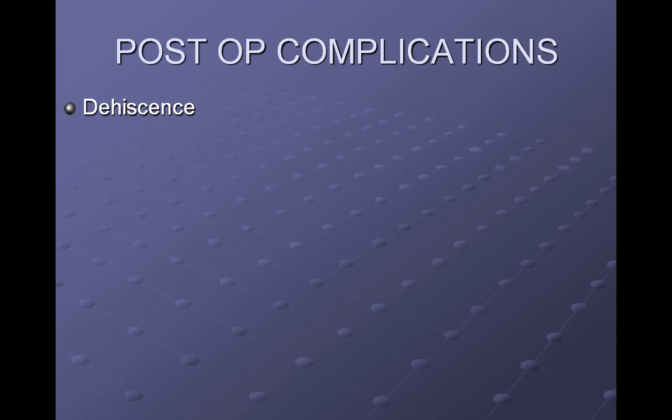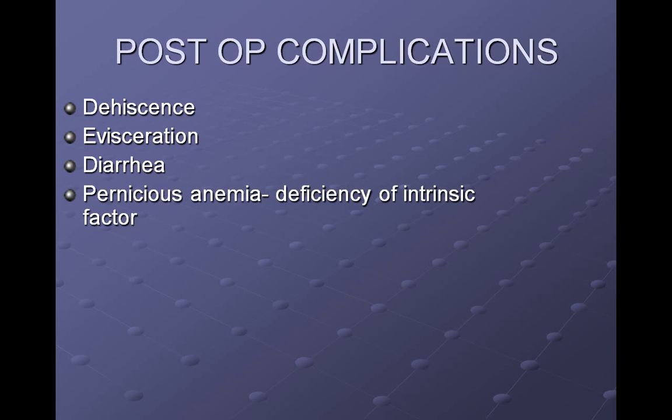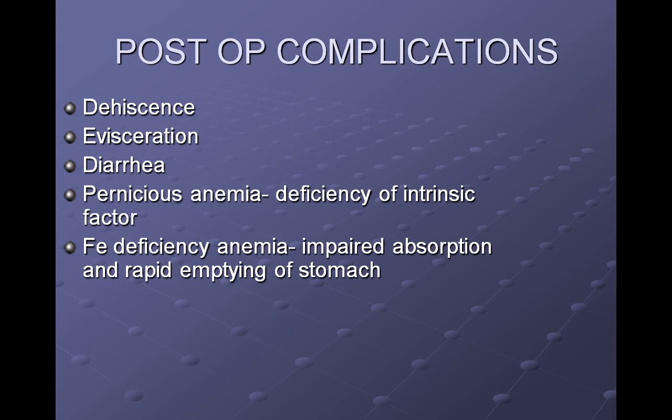Post-op complications: dehiscence, evisceration, diarrhea, and pernicious anemia, which is a deficiency of the intrinsic factor, and as a result, the person will most likely be on vitamin B12 for life. Iron deficiency anemia is also possible; impaired absorption and rapid emptying of the stomach lead to this condition.